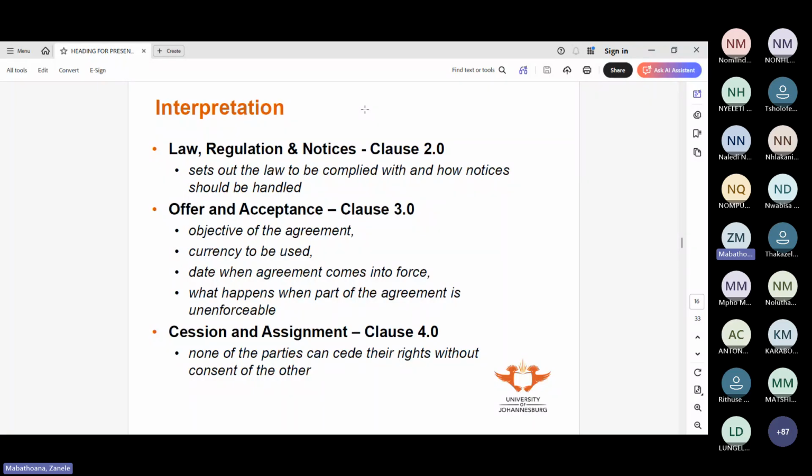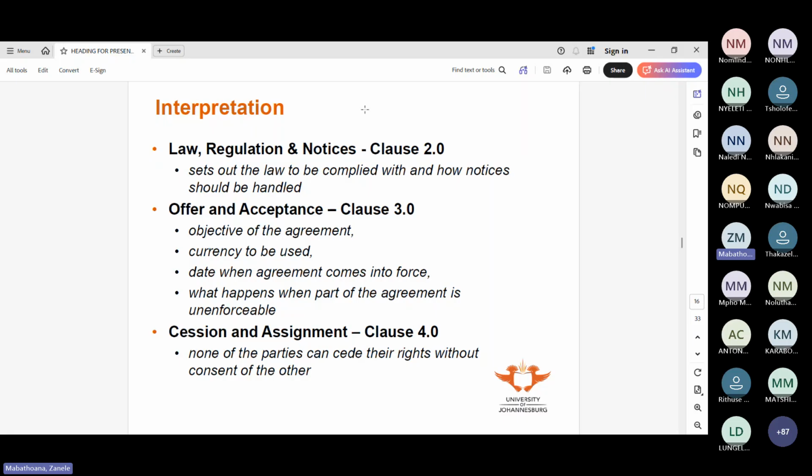Then clause 3 deals with your offer and acceptance, the agreement, okay? What is the objective of the agreement? The execution and payment of the works. So there has to be an offer by the contractor, and then the employer accepts it. It will also state the currency of the agreement. Are we dealing in dollars or South African rands? Generally we deal in the currency of the country, but there are times where things are not stable and currency is volatile, so then you use a more stable currency, but it would be stated in the agreement.